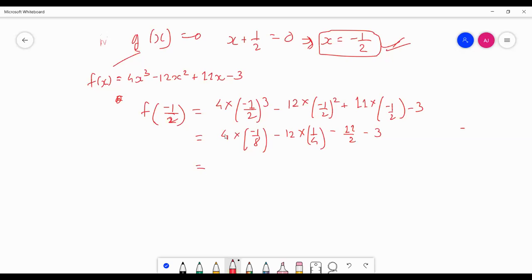So it will become 4 ones are 4, 4 twos are 8. So it will become -1/2. 4 ones are 4, 4 threes are 12. It will become -3 minus 11/2 minus 3. Now just we will do addition or subtraction, whatever is there.